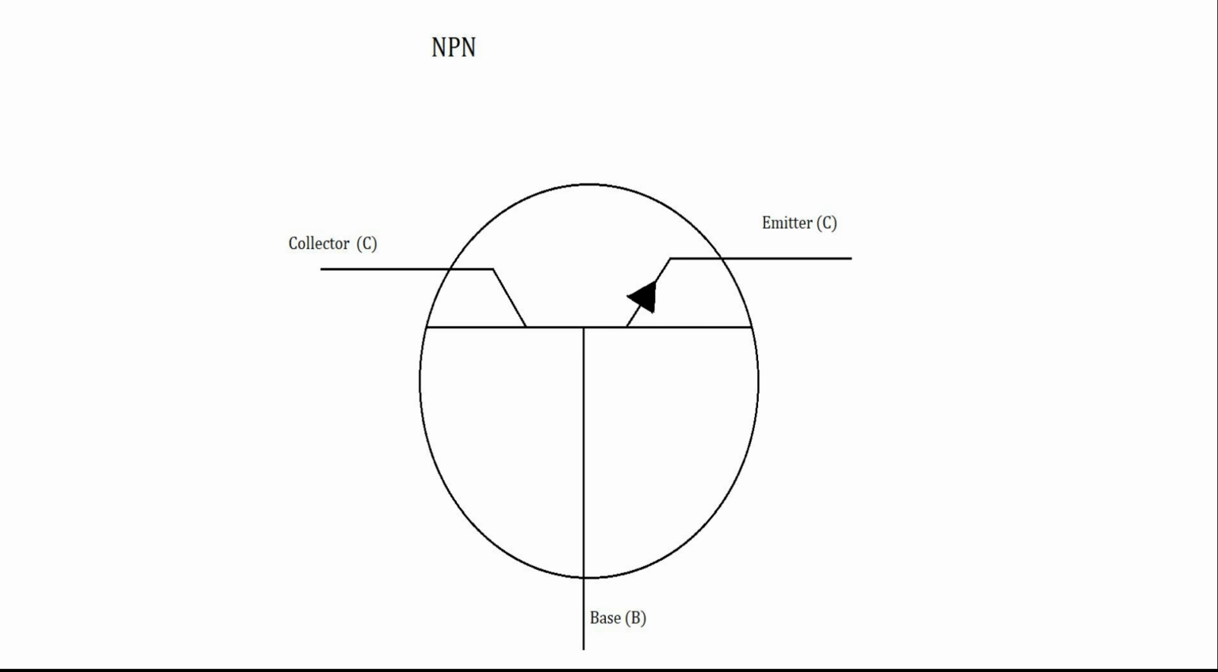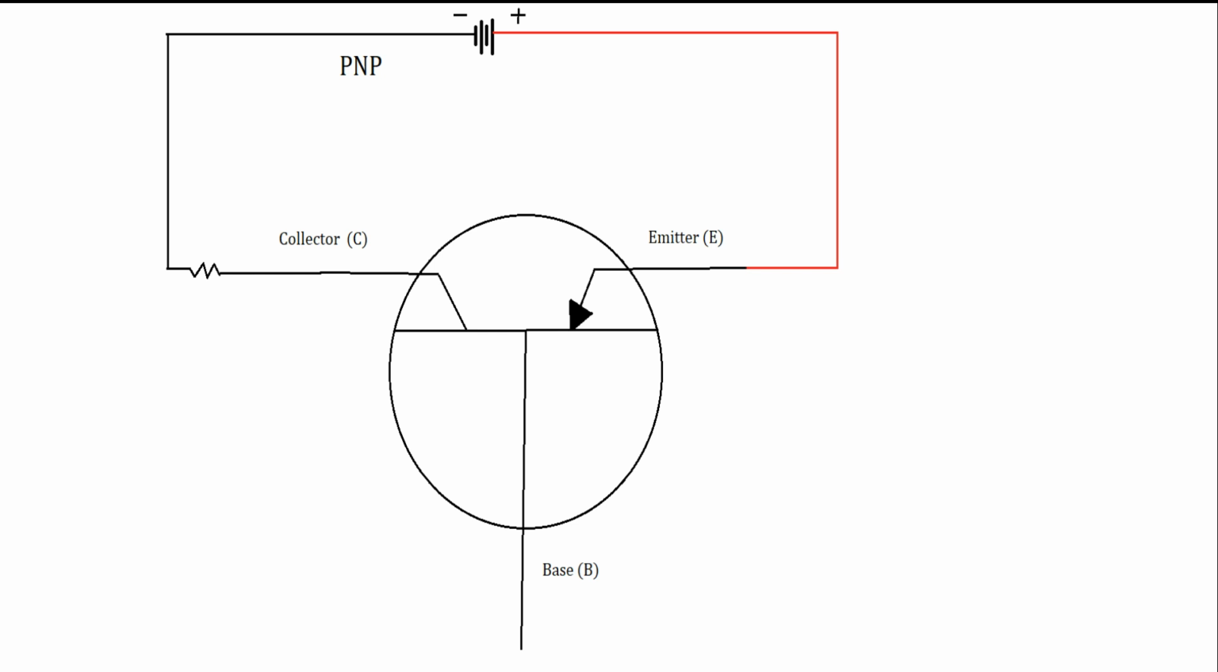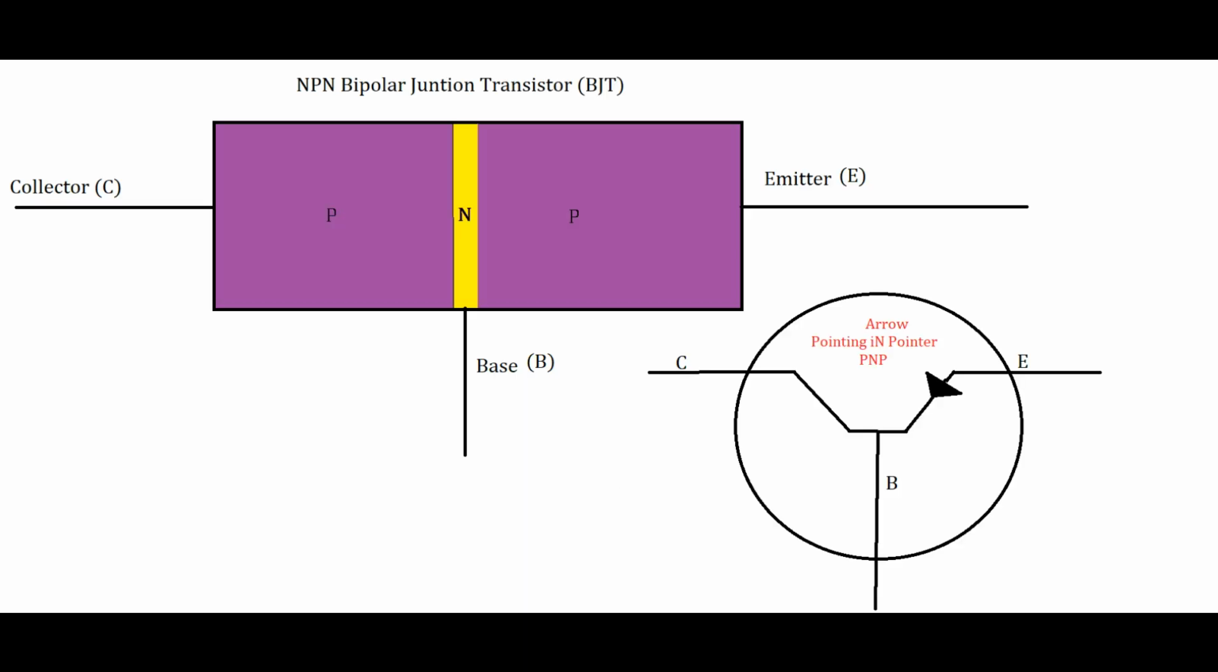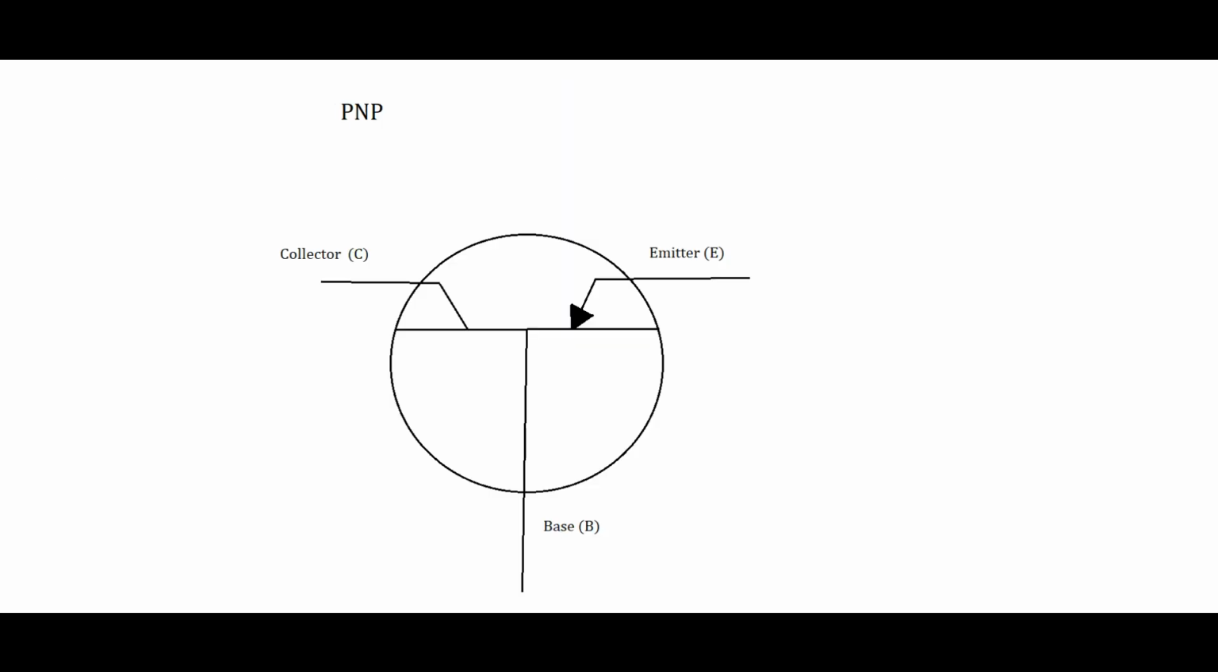And this layout determines how the transistor is wired in the circuit and what it does. For the PNP transistor, you usually connect the collector to the negative side of the battery or voltage source, and the emitter goes to the positive side. With the NPN, it's just the opposite. So again, our PNP transistor's internal arrangement is like this, and its schematic diagram is like this.